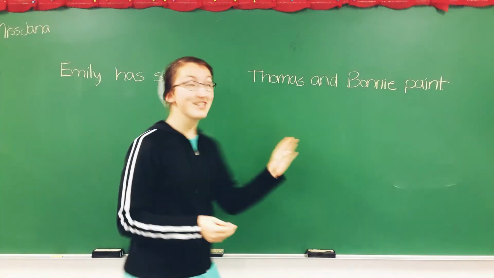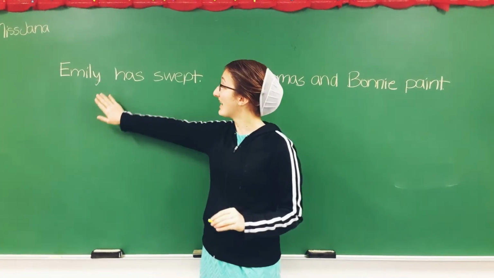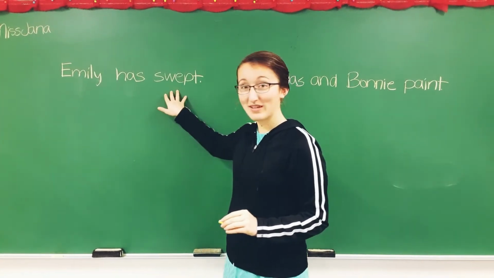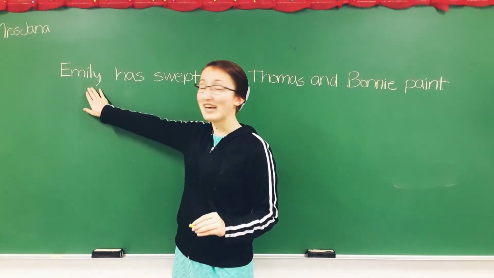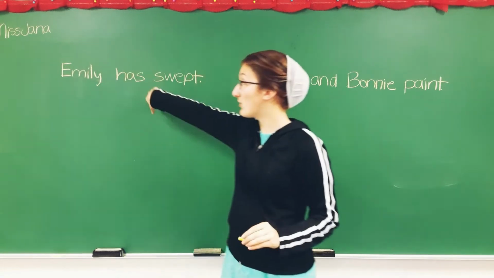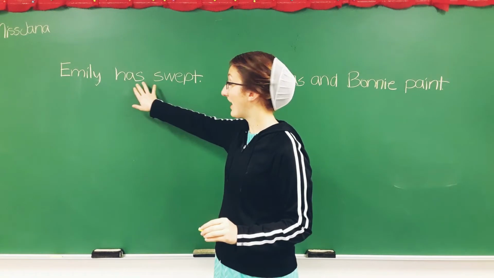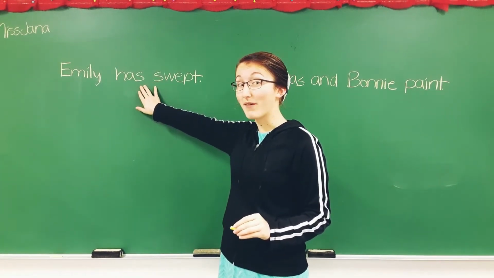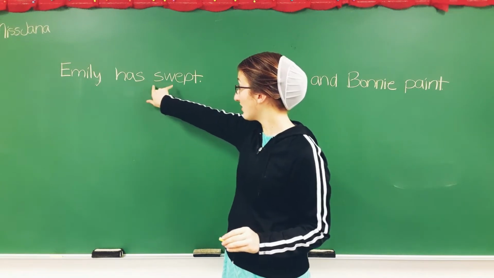So we have one sentence here, and another here, but this one is, Emily has swept. So the first thing we're going to notice is a subject, and that is Emily. Emily is the main noun, she's the subject, she's the one that's doing the action. And the verb is swept, has is the helping verb. So we need to remember that this is the verb, has swept.